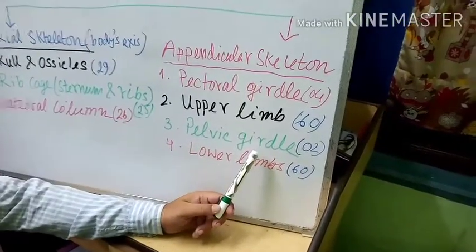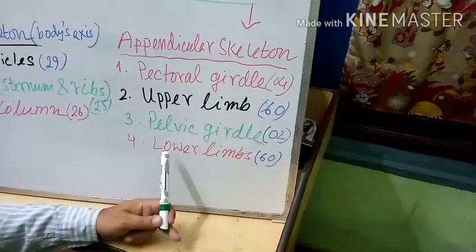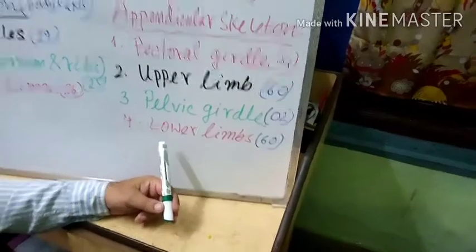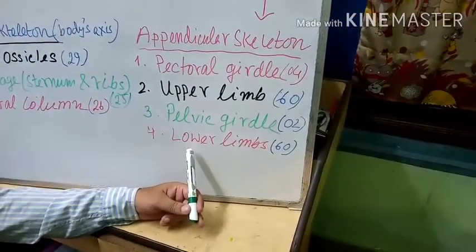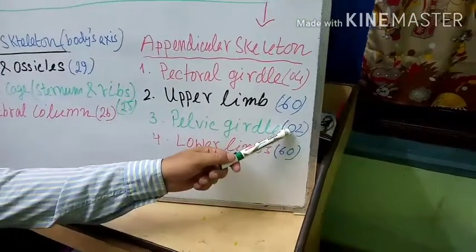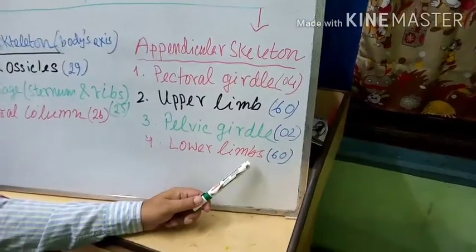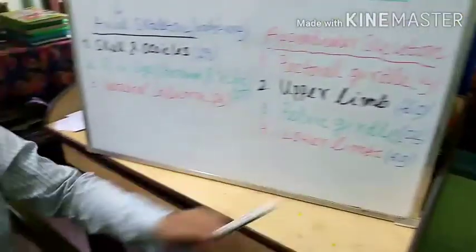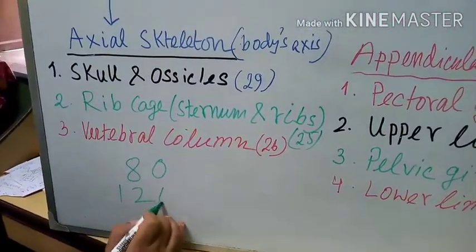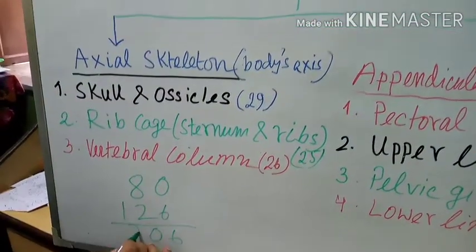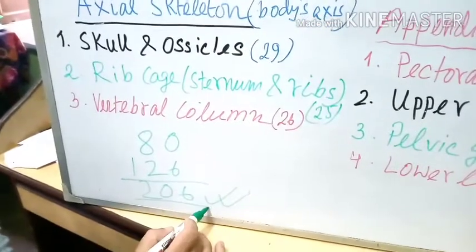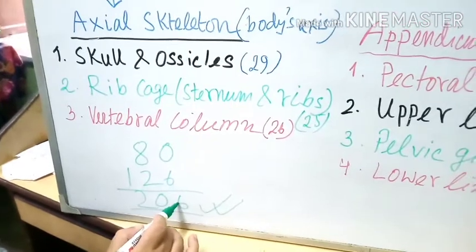The pelvic girdle includes 2 bones, and in our lower limbs, each leg contains 30 bones. So we have 2 lower limbs, 2 legs, that include 60 bones. If we add 60, 2, 60 and 4, you will find 126 bones. Now here 80 bones and here 126 bones. So the total is 206 bones. I told you earlier that in the case of an adult human we have 206 bones.